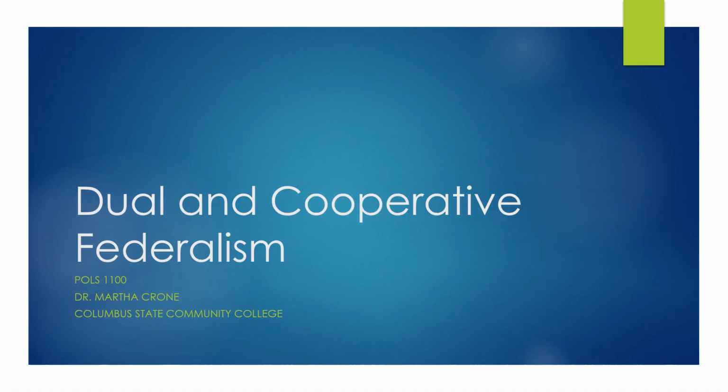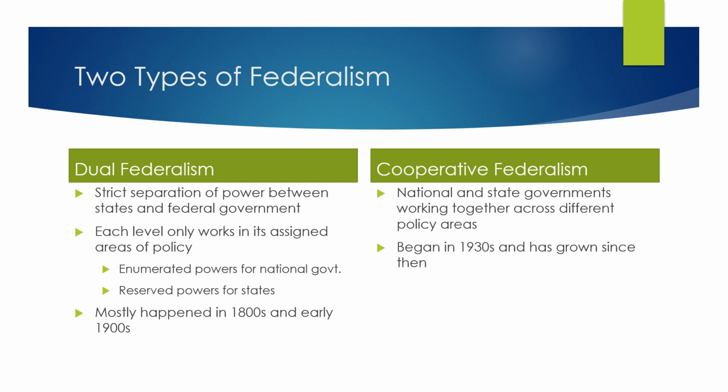In this video, I'm going to talk about the difference between dual federalism and cooperative federalism. There are two types of the system of federalism. Dual federalism is one in which there's a strict separation of power between the states and the federal government, and each level of government only works on the areas of policy that it's been assigned to in the Constitution. So that would be the enumerated powers for the national government and the reserved powers for the states. Your textbook has a lot more information on what those are.